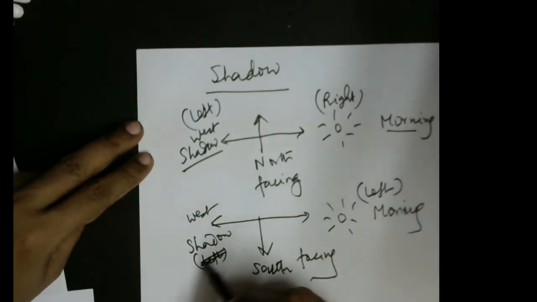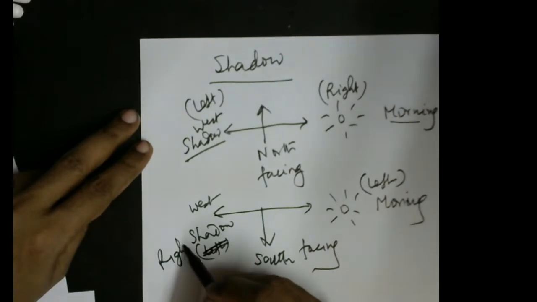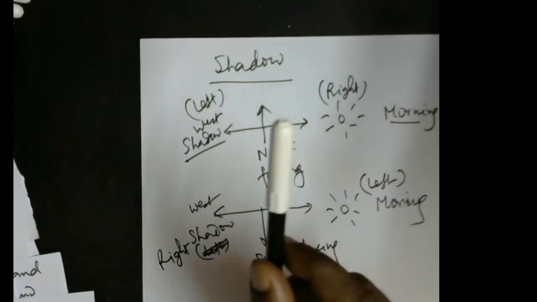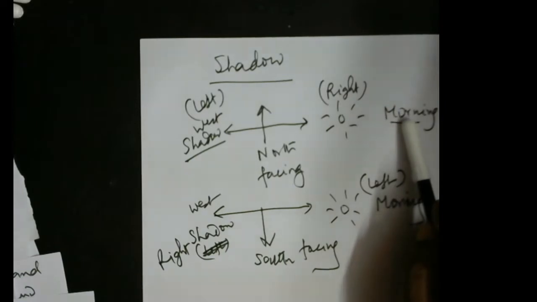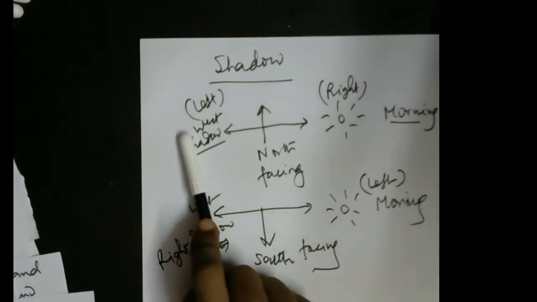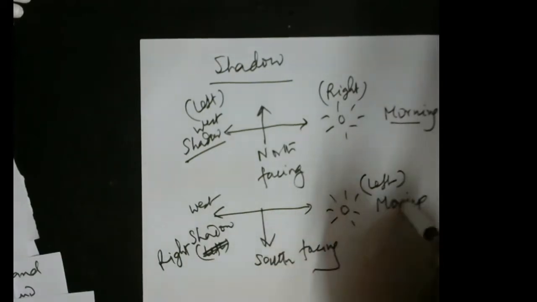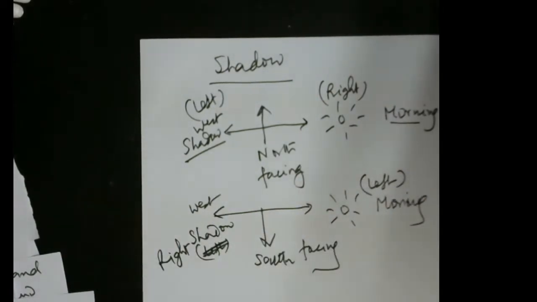So it will be reversed. The direction of the shadow will be reversed if the person has reversed his face. If he is facing north in the morning, the sun will be on this side and the shadow will be on the left side. But if he is facing south, the sun will be towards his left side and the shadow will be on the right side, that is the west direction.